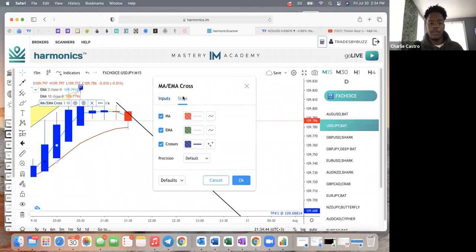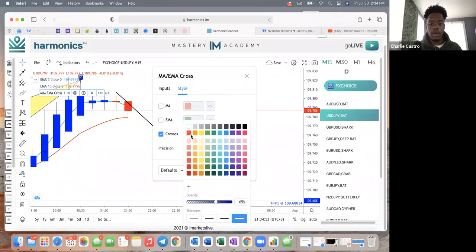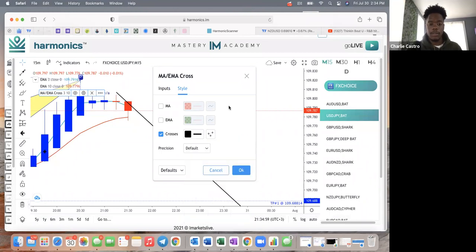And for the style, we're going to take off the MA and the EMA, and leave the crosses checked on. Then we're going to change the color to black and bring the opacity up to 100%. So that's it right there.